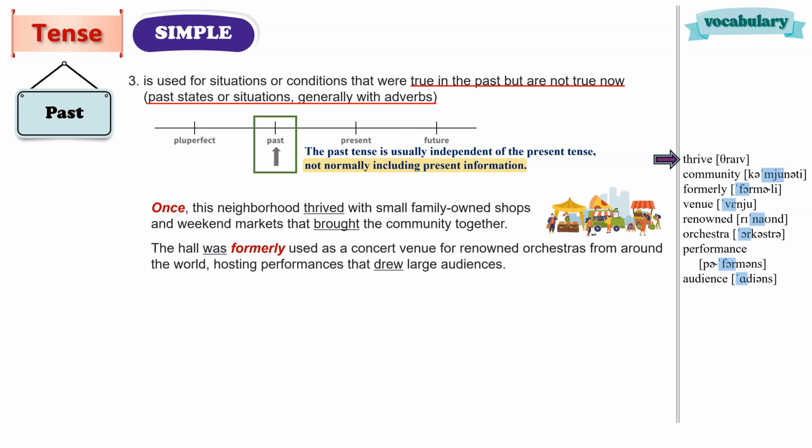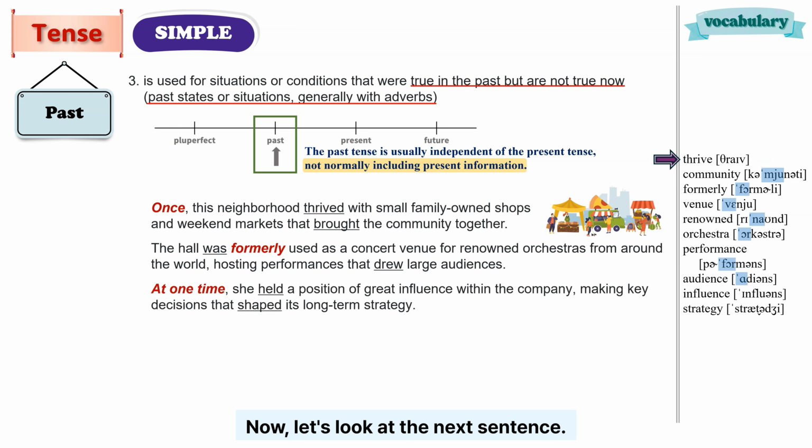Once, this neighborhood thrived with small family-owned shops and weekend markets that brought the community together. The hall was formerly used as a concert venue for renowned orchestras from around the world, hosting performances that drew large audiences. Now let's look at the next sentence.